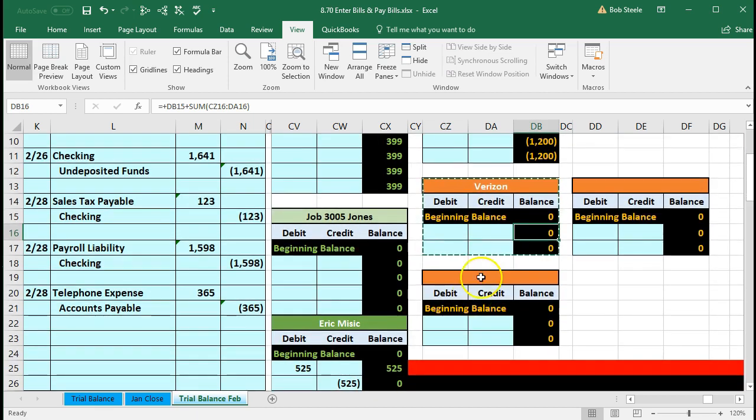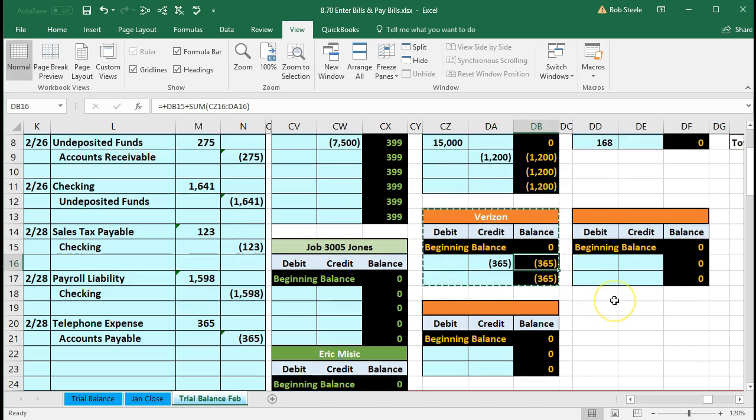We will be on the credit side, so we are in DA16, and we're going to just say that equals this 365 over here in 21, it looks like. So we're in DA16, and that's going to equal, pointing to this 365 credit, bringing the balance up in the credit direction to 365 for Verizon.